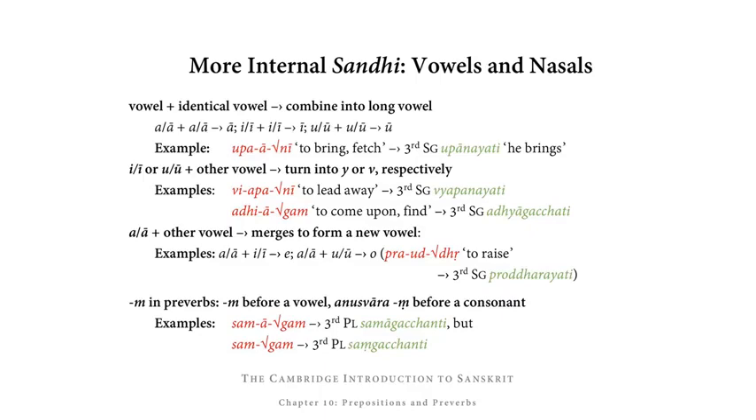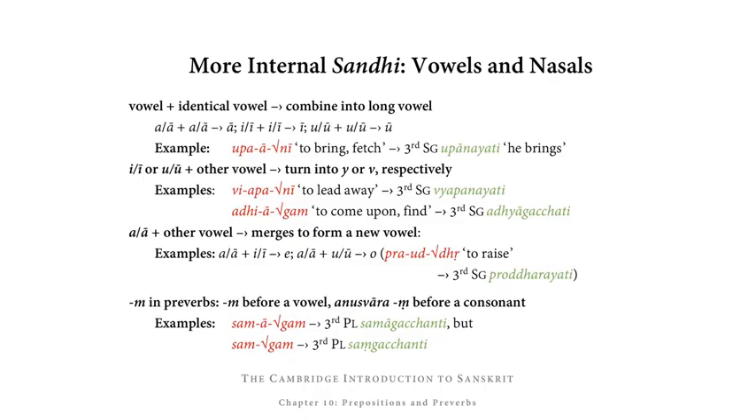They turn into their semi-vowel counterparts. For example, vi apa nī, to lead away, has a third singular vy apa nayati, where the i of vi in front of the a of apa doesn't remain as it is, but it changes into a y, and so we don't have vi apa, but we have vyapa.